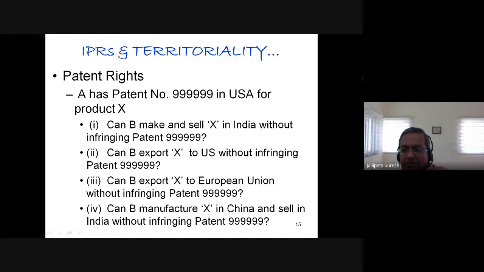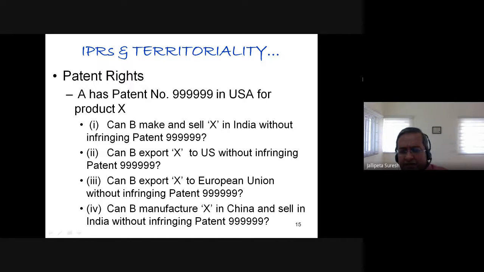Now look at the second question. Can B export X to the US without infringing? Here comes the problem. Even though B is making that product in India, in order to sell it, he is exporting into a country where a patent for that product exists. So the moment the product reaches the shores of the United States, that action amounts to infringement of that patent in the US.